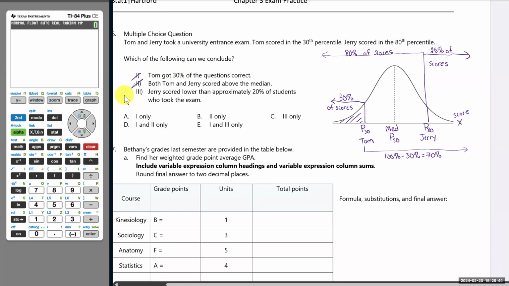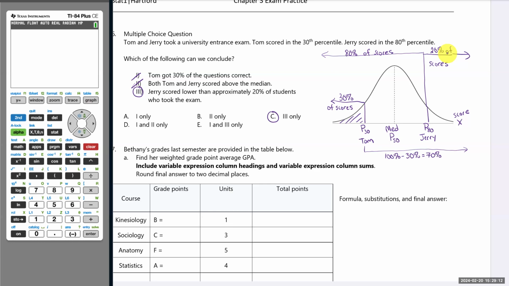And then number 3, Jerry scored lower than approximately 20% of students who took the exam. And that looks like the correct answer. There's Jerry. So 80% were below him. The other 20% were above him. So Jerry is below these 20% of students. So there's our correct answer. So multiple choice wise, it is just 3. So C.